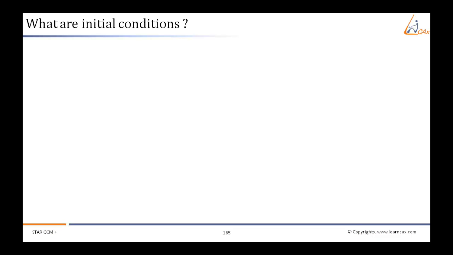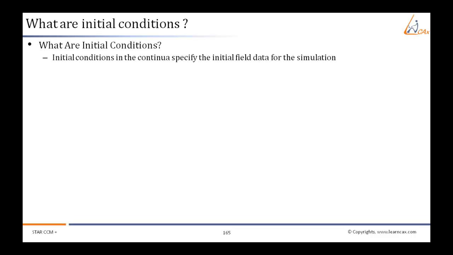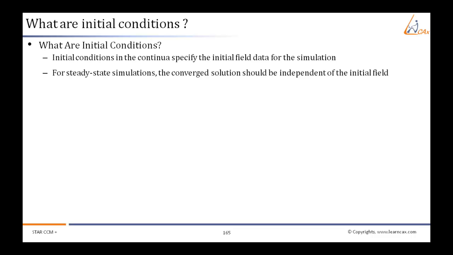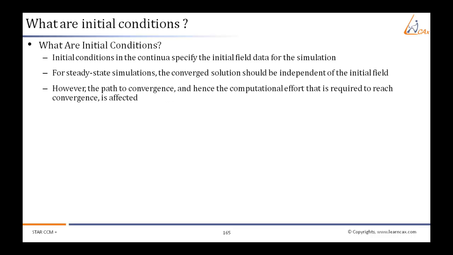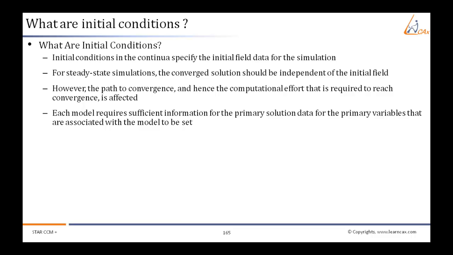Let us see in detail what we mean by initial conditions. What are initial conditions? Initial conditions in the continua specify the initial field data for the simulation. For steady state simulations, the converged solution should be independent of the initial field. However, the path to convergence, and hence the computational effort required to reach convergence, is affected.